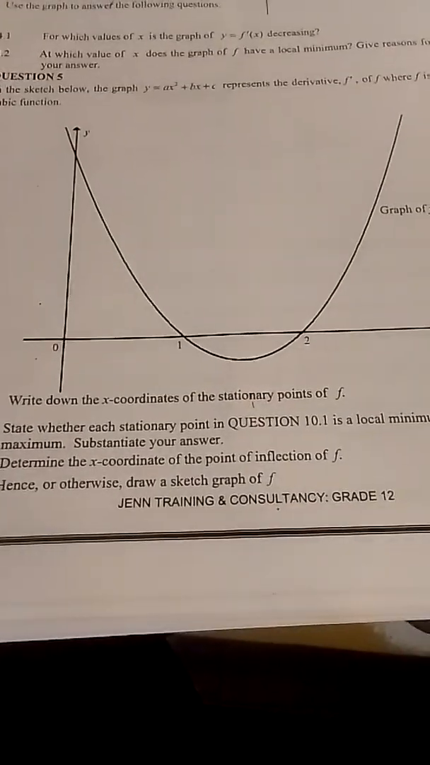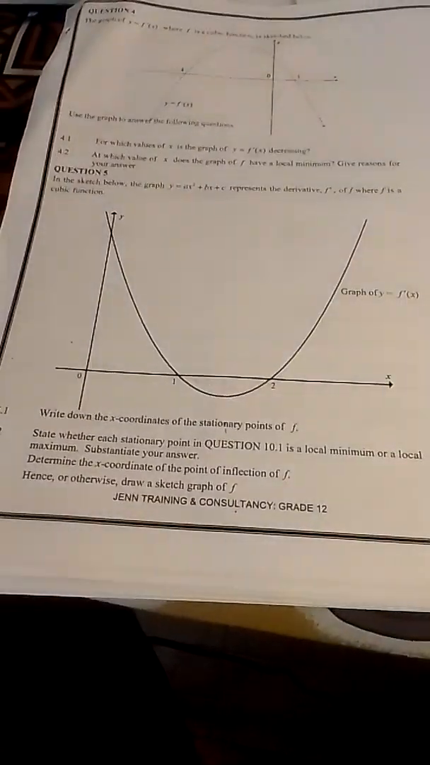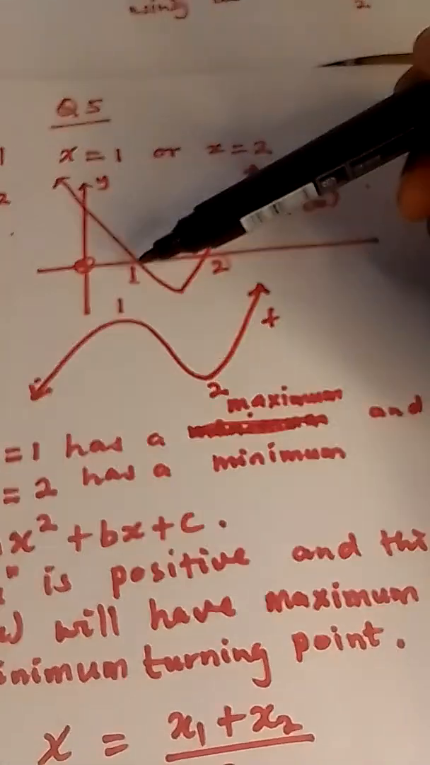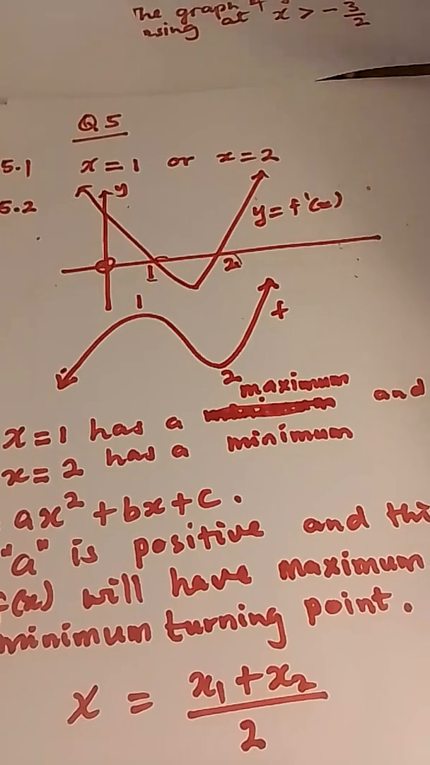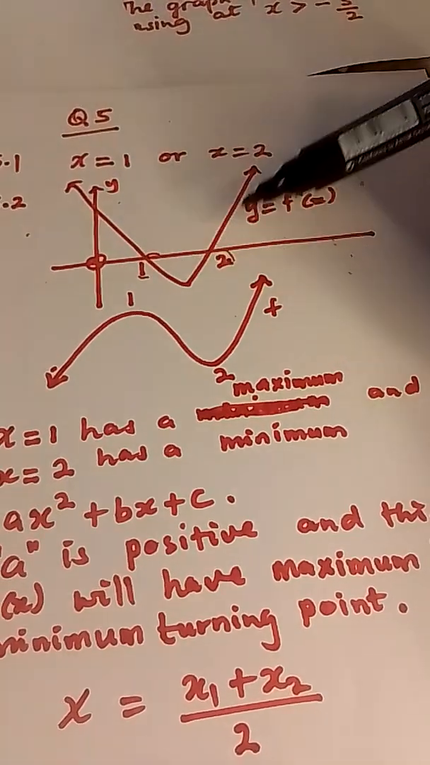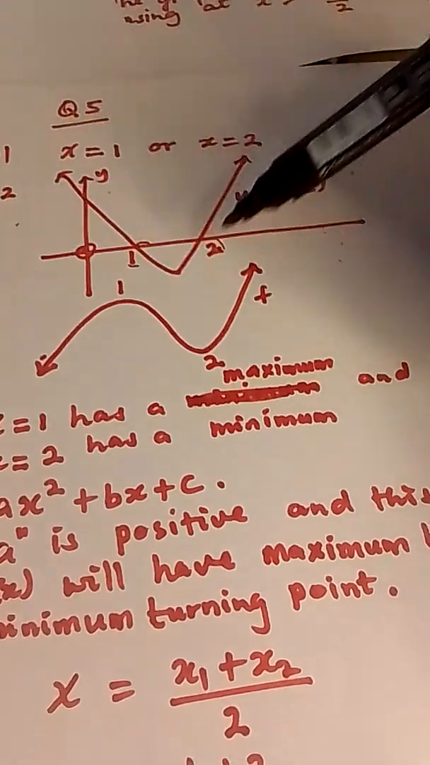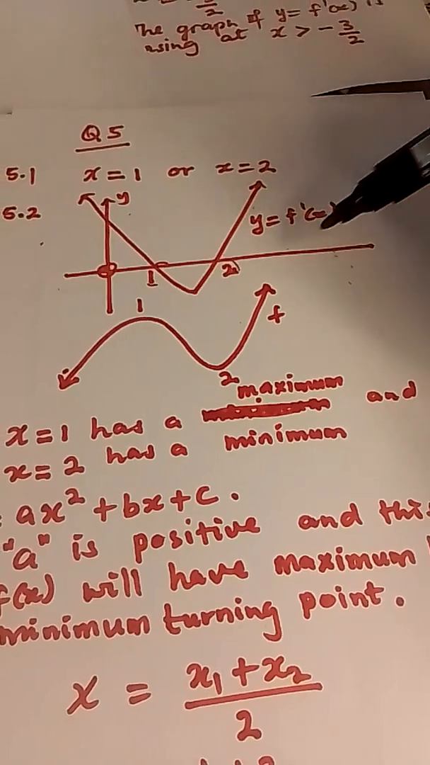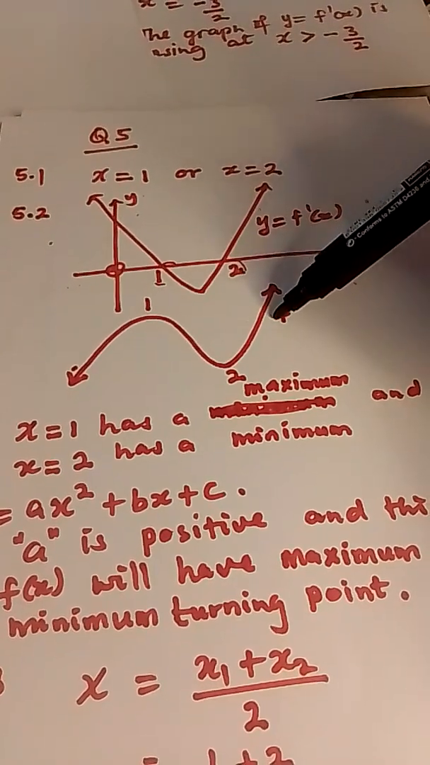Now, the next question says we must state whether each stationary point in question 10.1 is a local minimum or local maximum, and we must substantiate our answer. So now you've got two stationary points here, which are 1 and 2. For you to know, you need to take the daughter's shape. The parabola is born out of the cubic function. The cubic function is f, and the derivative function is f prime of x, which is the parabola. So if I know the daughter, it is easy for me to tell who the mother is.